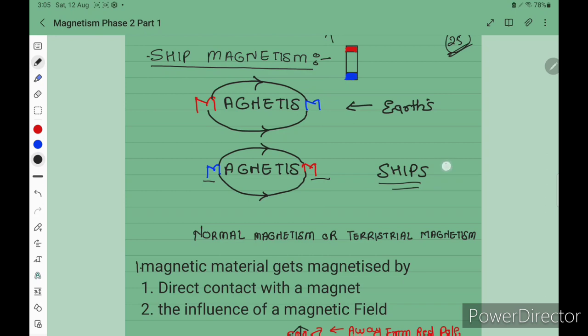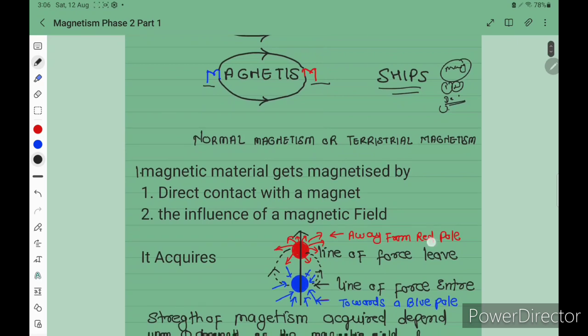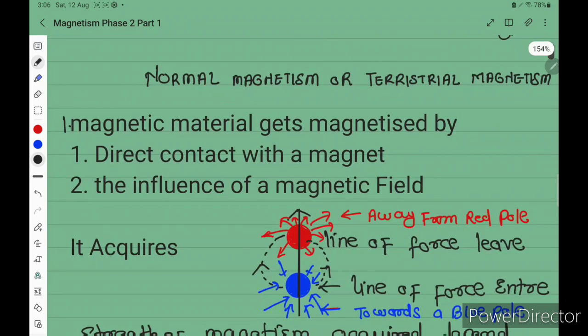Magnetism is about deviation and variation. Most of our topics come from deviation: how to calculate deviation and what factors cause deviation. There are 5 factors, called coefficients. We will discuss all the coefficients one by one, but before going to the coefficients, we have to understand normal magnetism, or terrestrial magnetism.